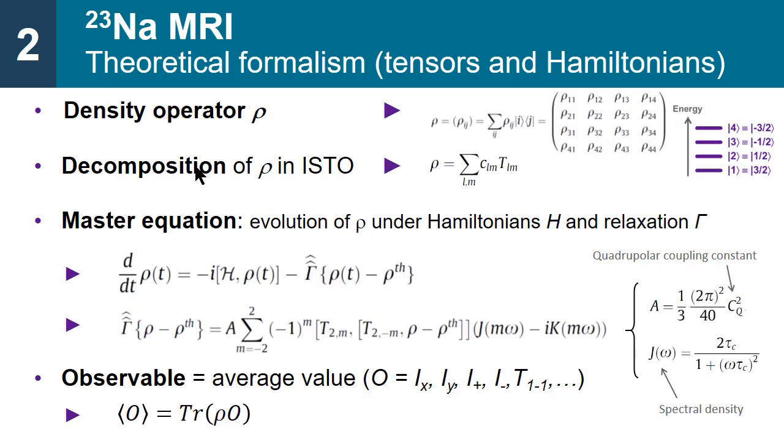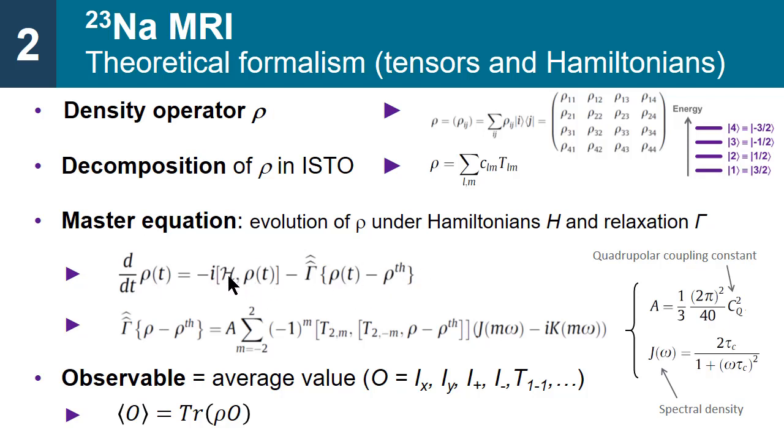So this is just one slide to show the formalism to describe the signal that we can use for simulation, for example. We use the density operator formalism that represents the probability of transition between the different energy levels. And you can decompose this density operator in spherical tensors with different complex weights. And the master equation to describe the evolution of the spins is described with Hamiltonians and a relaxation operator.